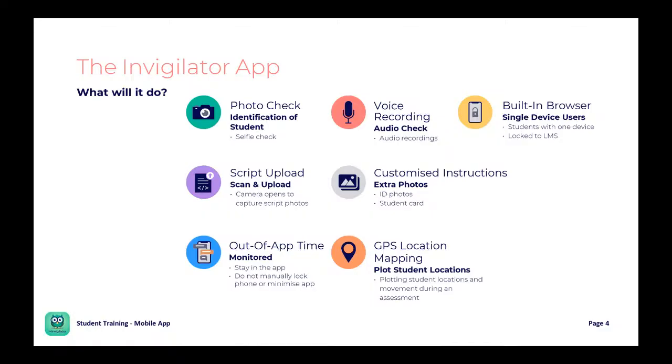We've also got a built-in browser, as Richard mentioned earlier. So if you are a student that only has access to one device, it's not a problem. You will still be able to start the Invigilator app, and then you'll be able to access your learner management system by clicking the button that says Access LMS on your phone, and it will take you then to myUNISA to navigate and find your question paper so that you can then handwrite your responses.